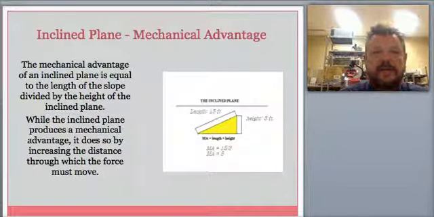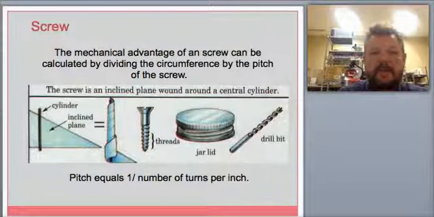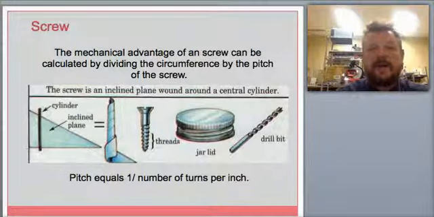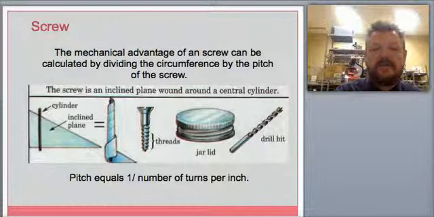The mechanical advantage of an inclined plane is equal to the length of the slope divided by the height of the inclined plane. While the inclined plane produces a mechanical advantage, it does so by increasing the distance through which the force must be pushed. The mechanical advantage of a screw can be calculated by dividing the circumference by the pitch of the screw. The pitch is equal to 1 over the number of turns per inch.